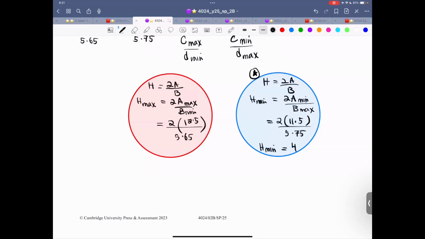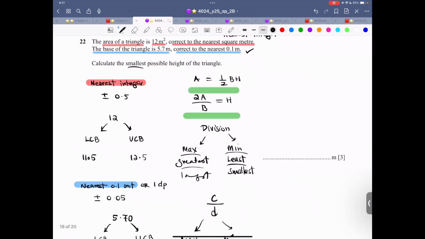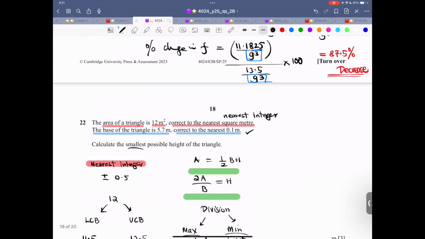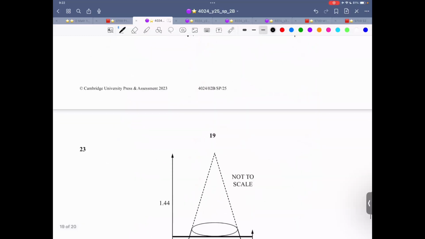And no harm in calculating the other value, which is 2 times 12.5 divided by 5.65. This comes out to be 4.42, correct to 3 significant figures. And this one is exact. So that's how this particular question is done and dusted. Let's move to the next one.